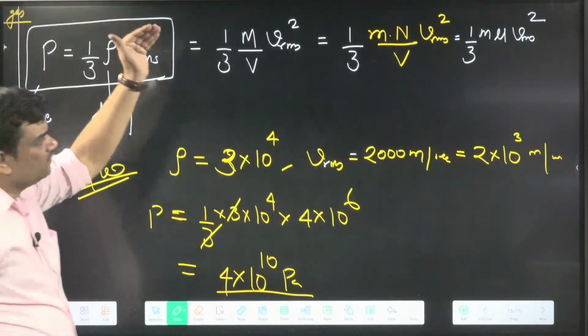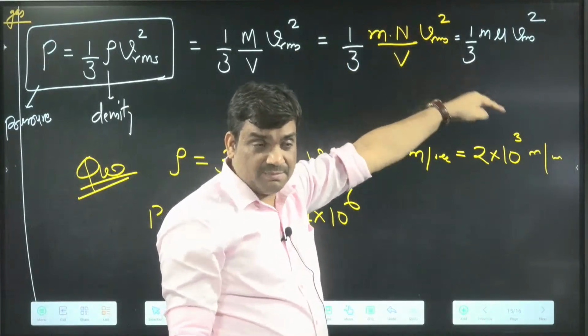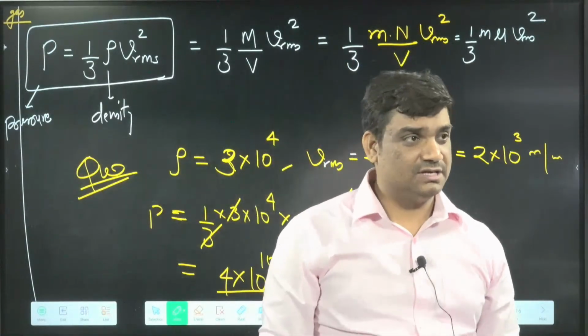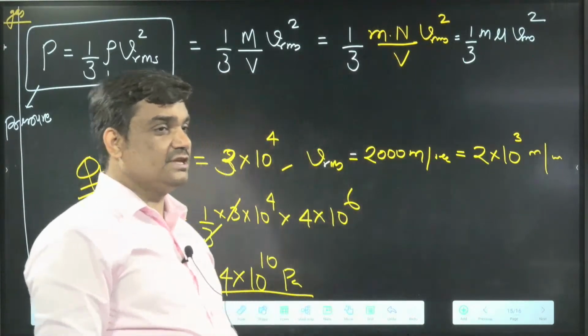Density we can write as mass by volume, and capital M, the total mass of the sample, is small m into N, and N by V is mu. Okay, are we ready for the next thing?